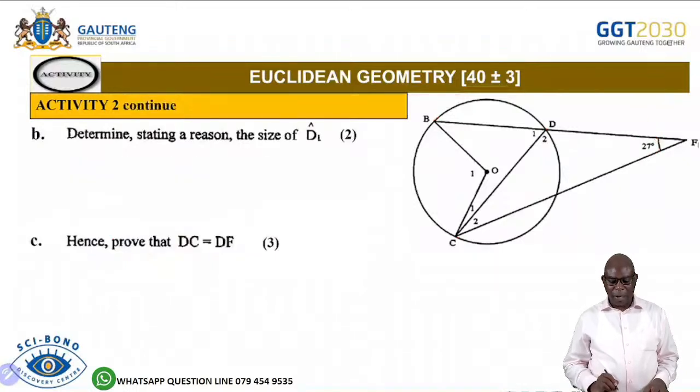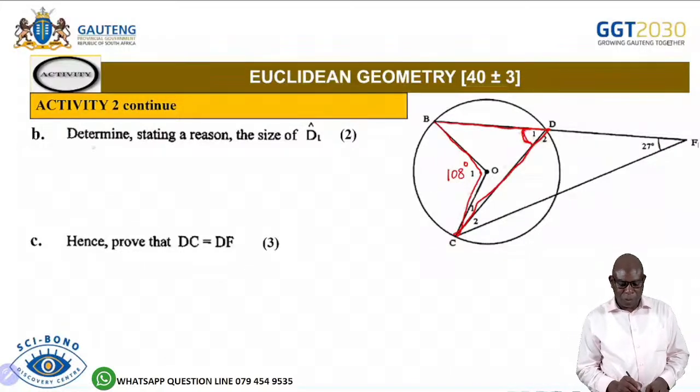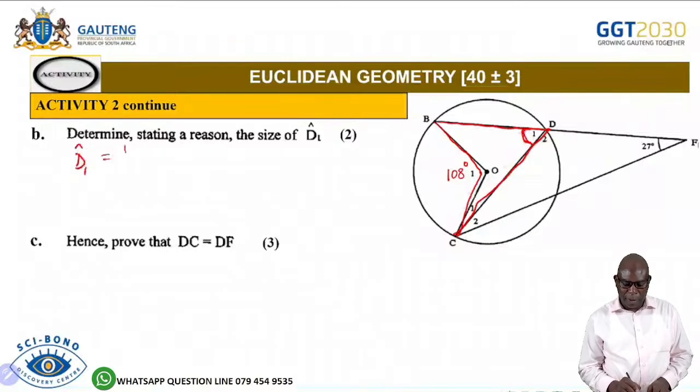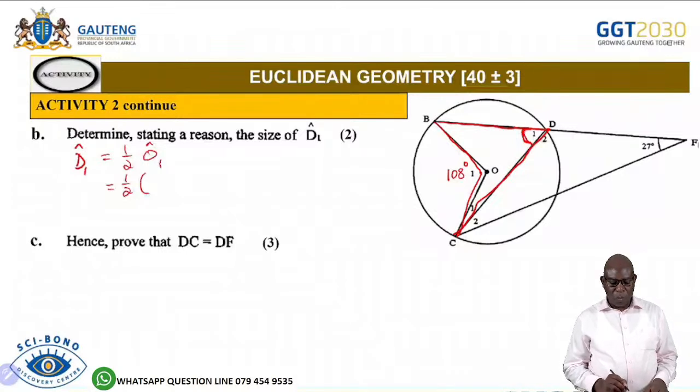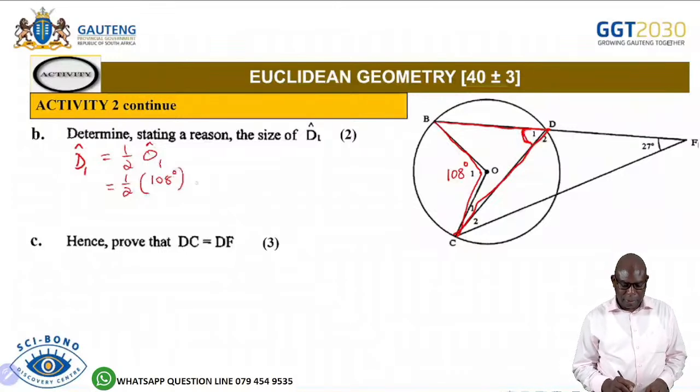Same question. Now they're asking us to calculate D1. We already know that O1 is 108 degrees. Now D1 is the angle at the center, which is twice the angle at the circumference. So the angle D1 there is half of this. So D1 is going to be half of O1. O1 is 108 degrees, meaning that D1 will be 54 degrees.